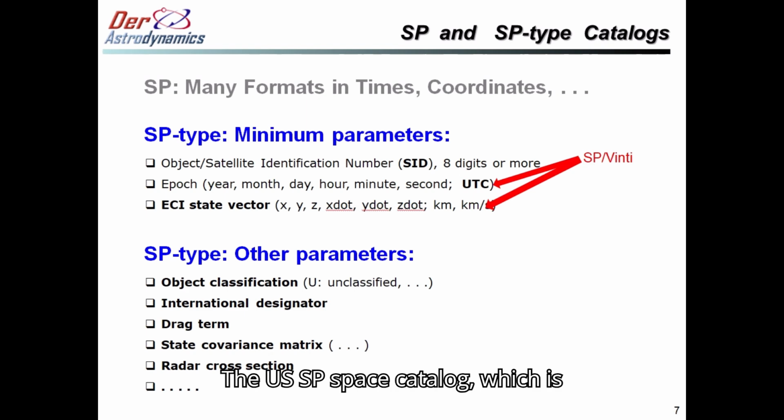The USSP space catalog, which is classified, contains many formats in times and coordinates, among others. For a proposed unclassified SP-type commercial space catalog, the minimum parameters are SID, time in UTC, and ECI state vector for each cataloged or known space object. Other desired parameters to be added to the SP-type commercial space catalog are object classification, international designator, track term, state covariance matrix, among others.